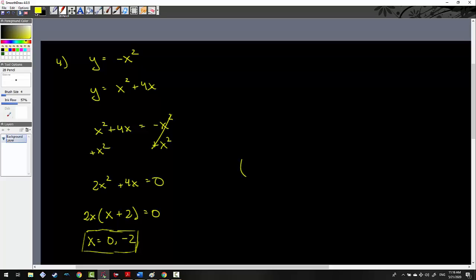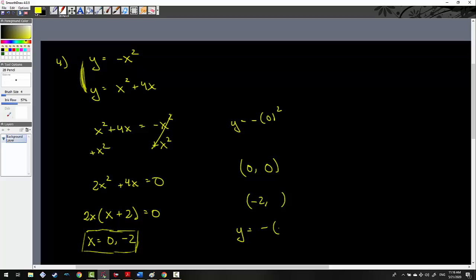So what are my coordinates? 0 comma something, negative 2 comma something. Well, how do I find those comma somethings? I've got to figure out which one of these is easiest to plug into. My gut's telling me the top. So y equals negative 0 squared. That's 0.